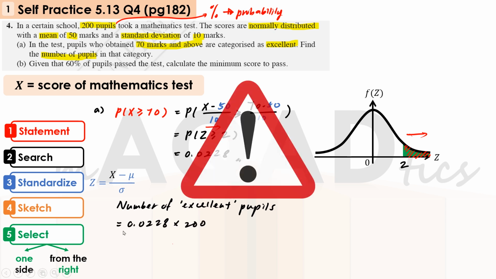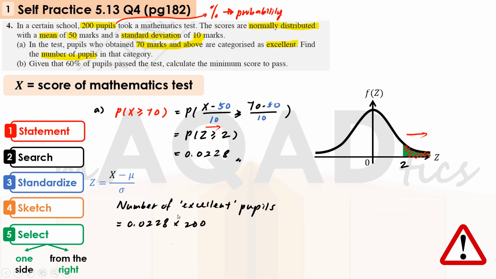So if you see here, I didn't change to percentage form. If you remain in its decimal form, it's fine as well. Okay, if you want to change it to the percentage form, which is 2.28%, that is also fine. So two answers are accepted. So once you multiply already, you realize that your answer is 4.56.